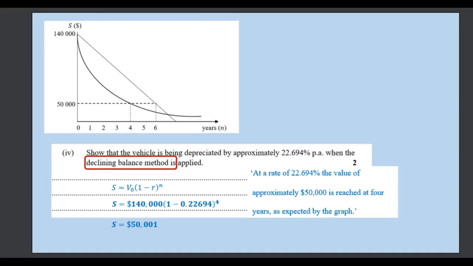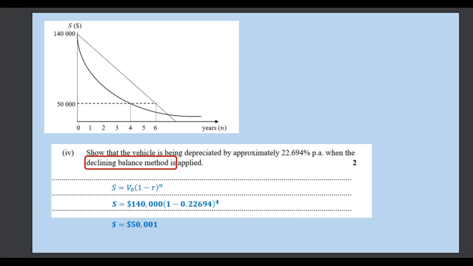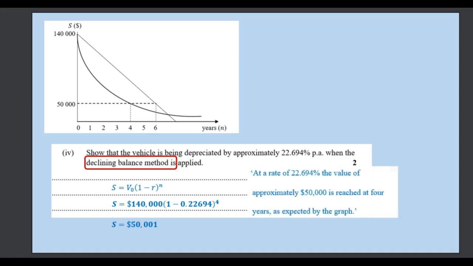And some people tried to put the 50,000 in there rather than using that as the answer, and take the quarter root and got all messed up to show the rate. So you can use this in the answer, but it was at the rate of the value is approximately 50,000 if reached at 4 years. So we were showing the 50,000, not the 22.64.